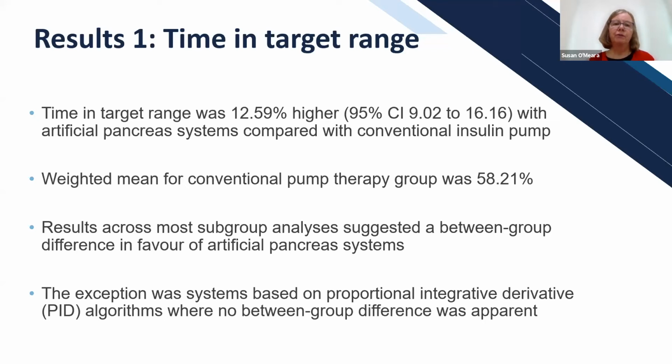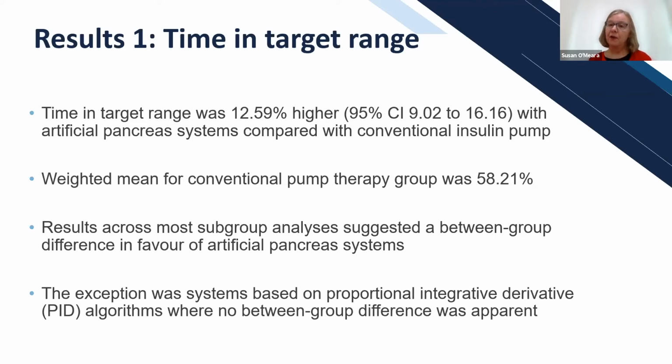Well, they found that on average, the time in target range was around 12.5% higher for people who were attached to the artificial pancreas systems compared with the conventional pump. And you can see from the 95% confidence interval that 12.5% was the average, but it could have been as low as 9%, or as high as 16%. But that estimate doesn't include the point of no effect. Therefore, this indicates a between group difference in favour of the artificial pancreas systems.